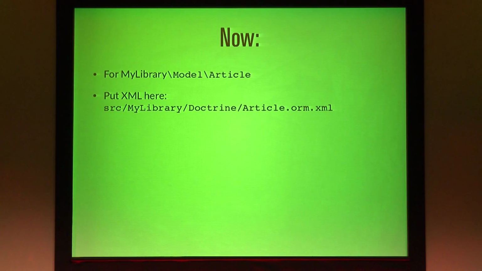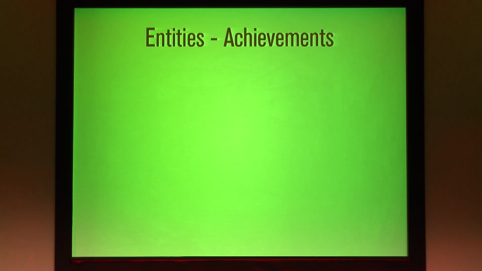And that's really great. So now the new convention, or convention, it's just configuration really, is that the article entity is defined in source mylibrary doctrine article.orm.xml. Really great, and it can be anywhere at this point.